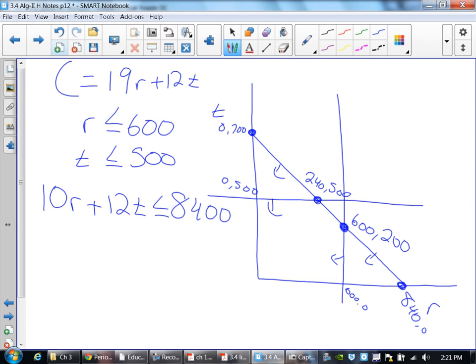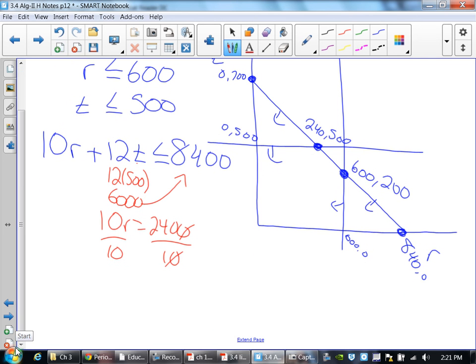Everybody okay with that? Just kind of walking through it? JC, you got scrunchy face. What's wrong? So what did you do? I took the values here because I knew that the intercept for the value of T is 500, so I did 1,200 times 500, which gave me 6,000. And then moved that over and I got 10R. That's where I got 240.